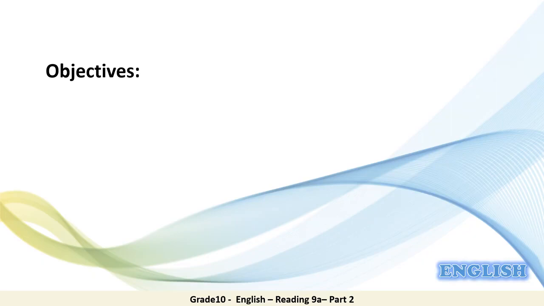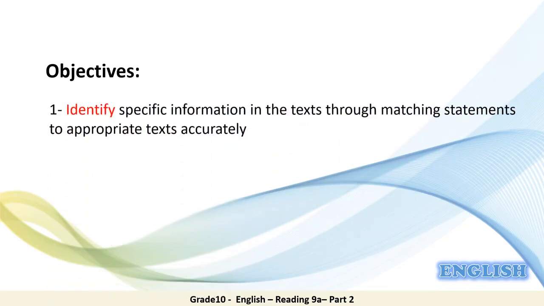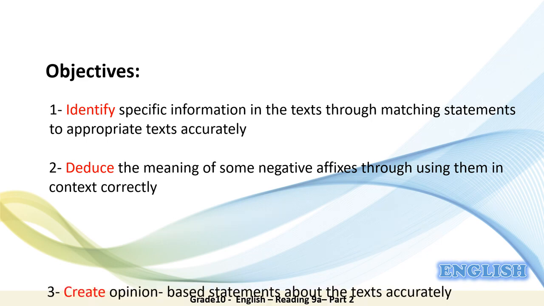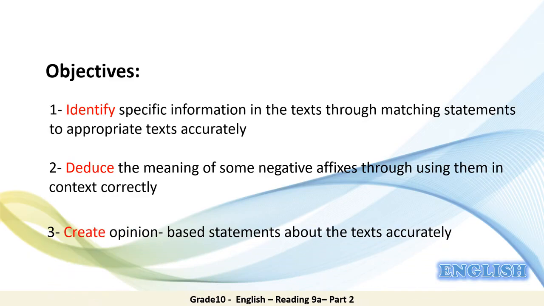Today we have three learning objectives. Number 1, identify specific information in texts through matching statements to appropriate texts accurately. Number 2, deduce the meaning of some negative affixes through using them in context correctly. And number 3, create opinion-based statements about the texts accurately.